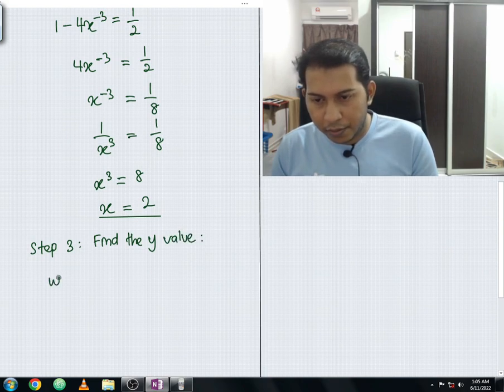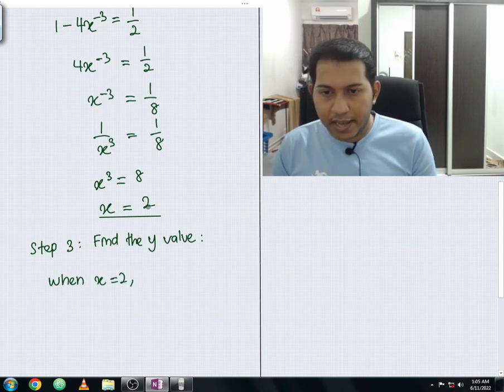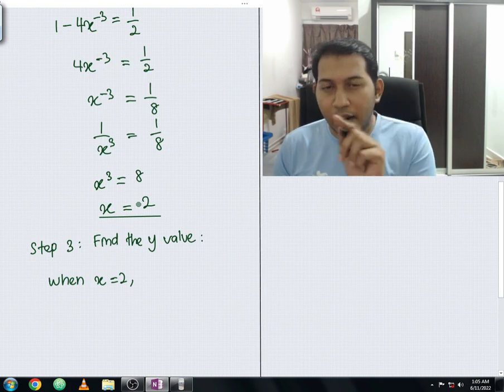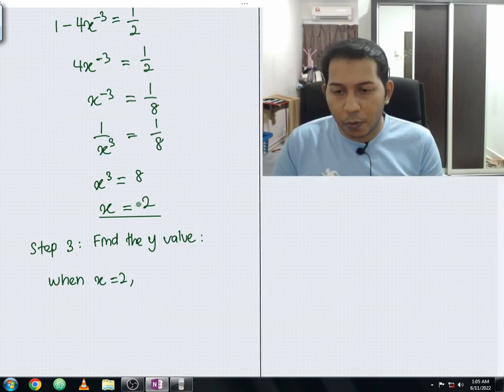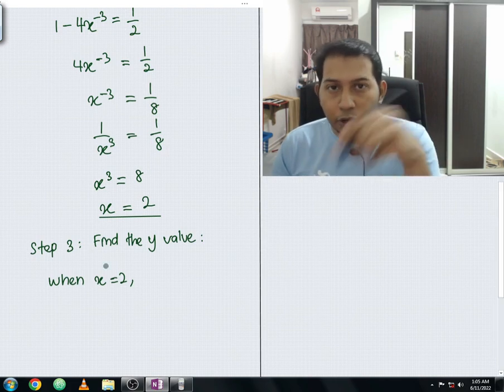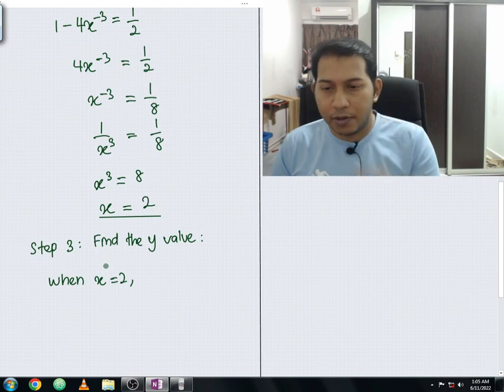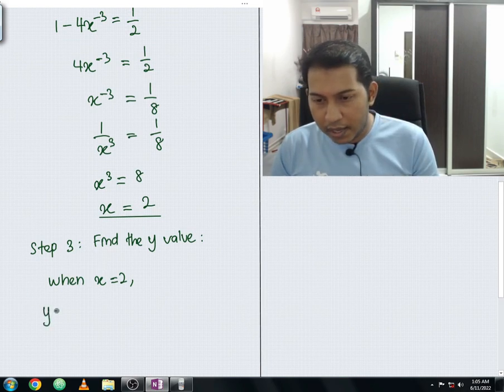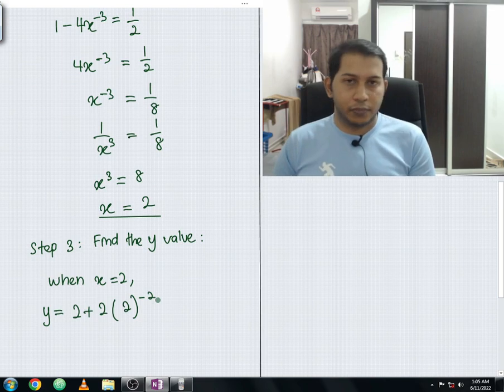Okay, so when x equals 2, you substitute this x value into the y equation, guys, not the dy over dx. Many students make the mistake over here. They substitute the x value into the dy over dx. No, you should substitute into the y equation. So from here, y equals 2 plus 2 in a bracket 2 to the power of negative 2.